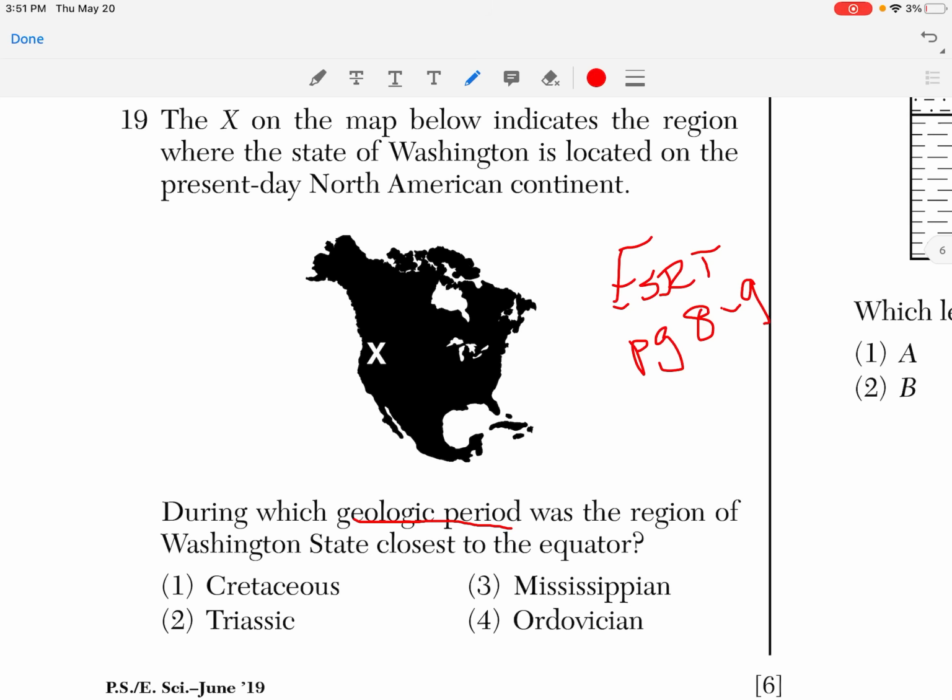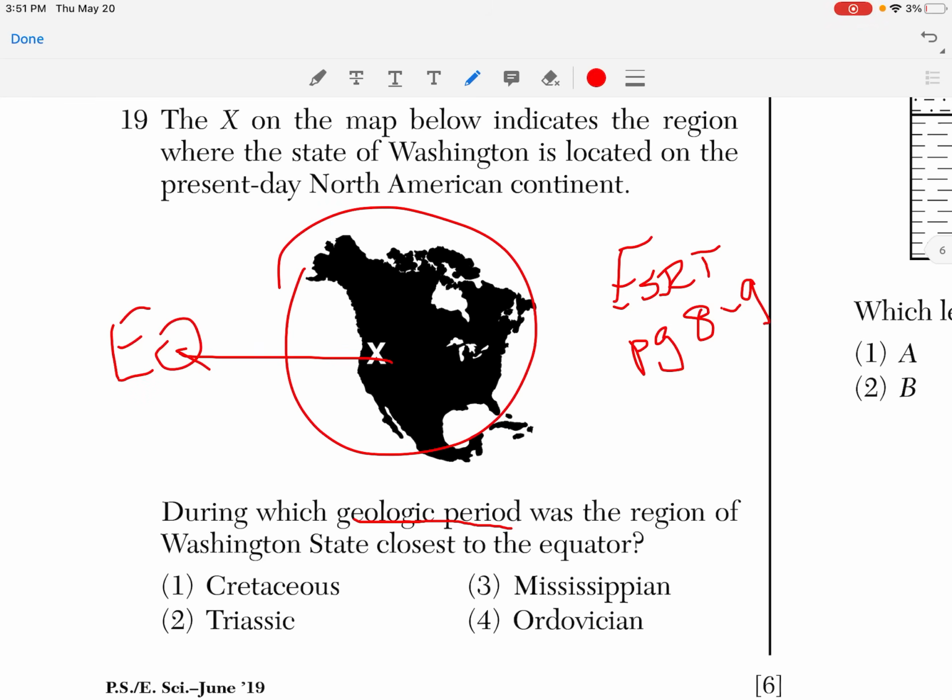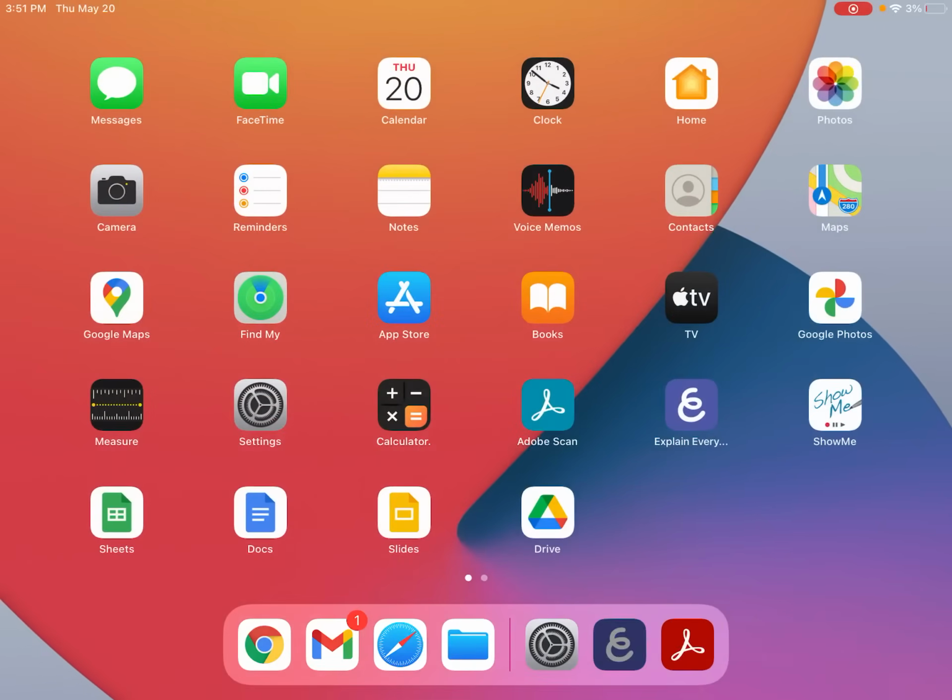So you have this picture of North America here, and we want Washington State to be basically close to the equator. And that's going to happen in history sometime, probably a long time ago, not recently. So let's take a look at our reference table, page 8 and 9. I'm going to pull that up here.